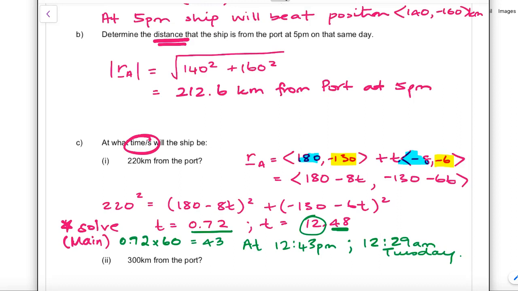So now I'd like you to pause the video and work out at what time this ship is 300 kilometres from the port.